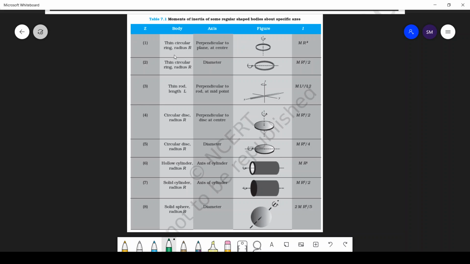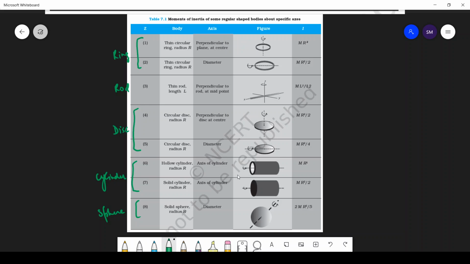Now, we have this ring over here. The first two formulas are about the ring. This one is about the rod. These two are about the disc, and these two are about the cylinders, and this is about the sphere.